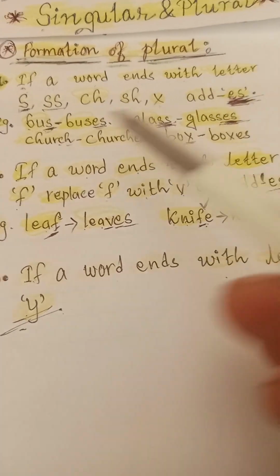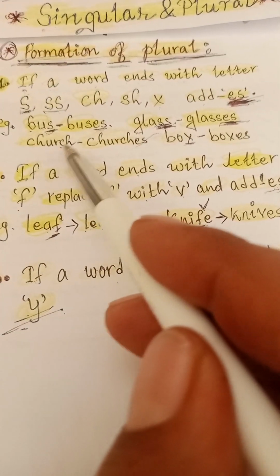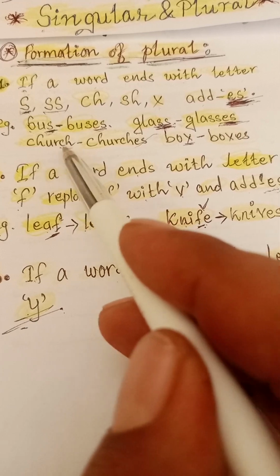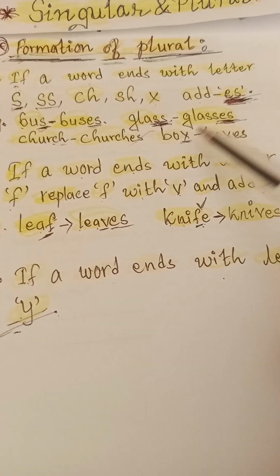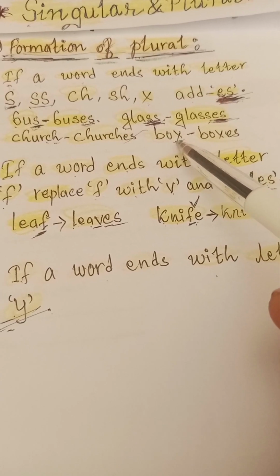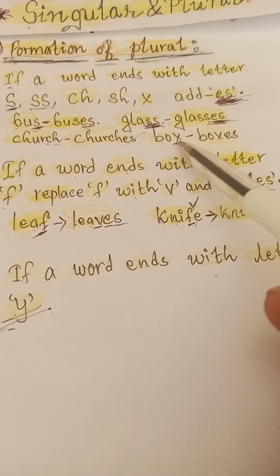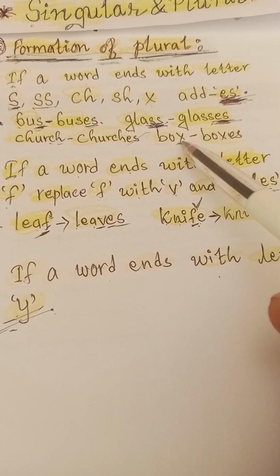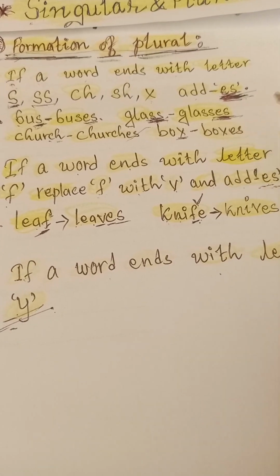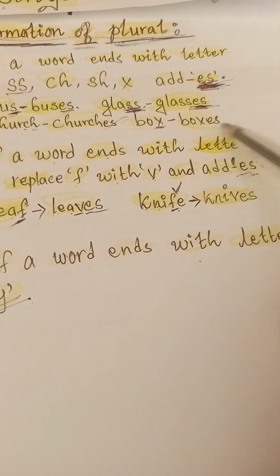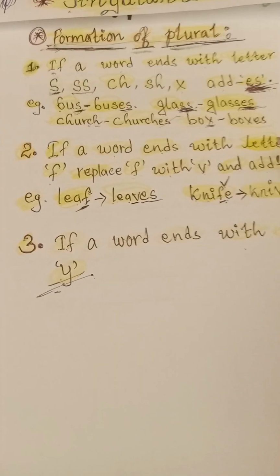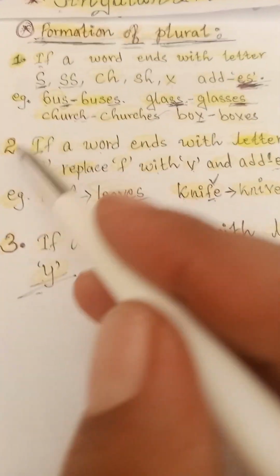Like that, I have written here source. This source ends with es, so we add here es. Like that, I have written here box. Box is a word and this box word ends with letter X, so if a word ends with letter X, we have to add es. Okay, likewise, let's go to rule number 2.